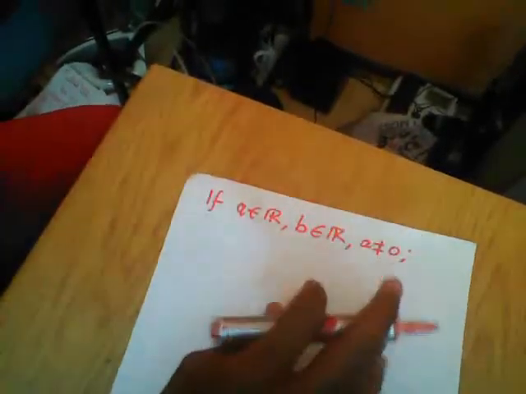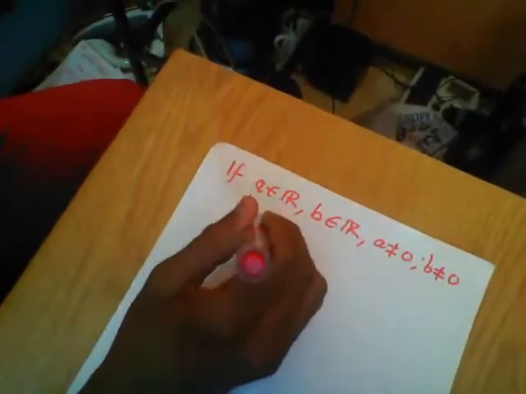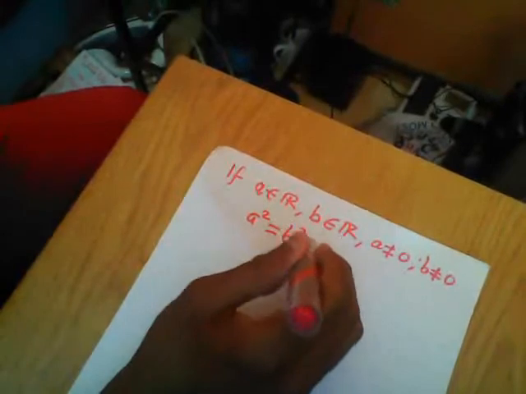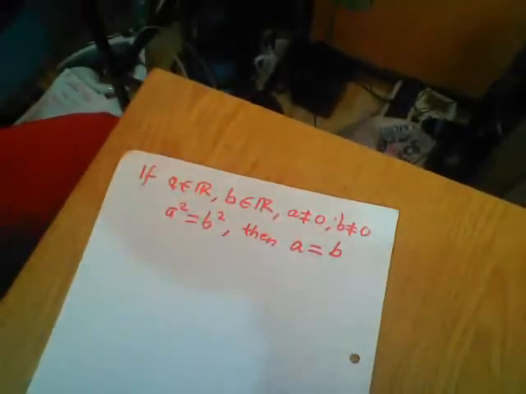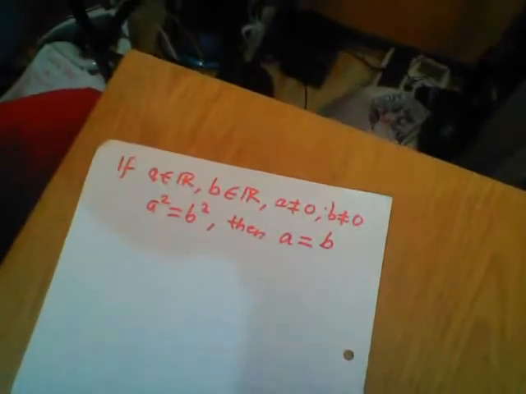If a is an element of the real numbers and b is also an element of the real numbers, and a is not equal to 0 according to the question, and b should not be equal to 0, and they say for that case, if a squared is equal to b squared, then a equals b. Okay, let's see if this is true or not true.